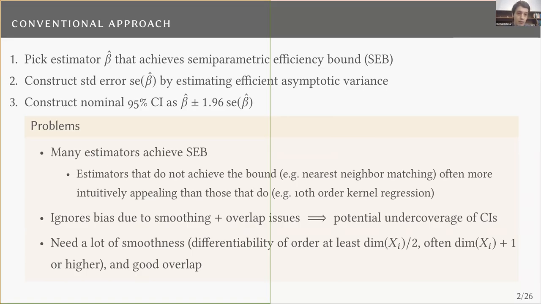The last problem I want to highlight with the standard approach is that in order to get it to work, you need a lot of smoothness. So in order for the estimator to be asymptotically unbiased, you need to assume enough smoothness on either the propensity score or the conditional mean functions. And also you need to ensure that you have good overlap between the covariate distributions for the treated and control units. If you do not have good smoothness or good overlap, then the standard theory may fail and it's not clear exactly what to do then.